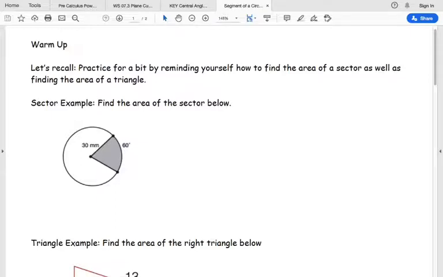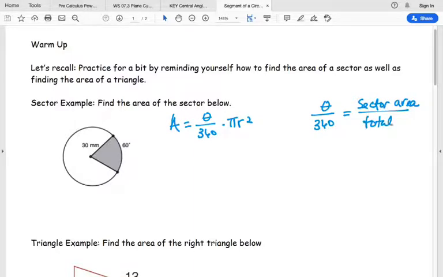So, finding the area of a sector. Your formula is theta divided by 360. That gives you the fraction of the circle, and you multiply that times the area. That's one way to do it. Another way is by setting up a proportion, so it's whichever method you feel is more comfortable for you. To do a proportion, you would do theta over 360, the fraction of the circle, and it should equal the sector area over the total area. So you can do it either way.